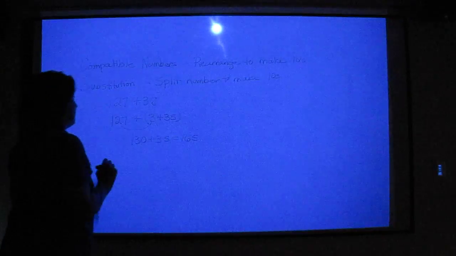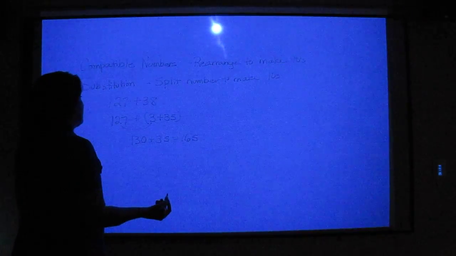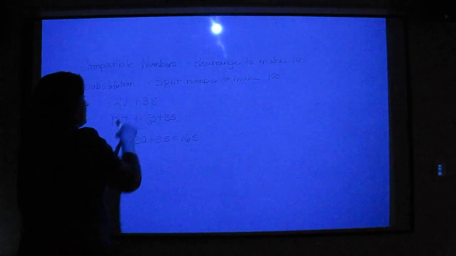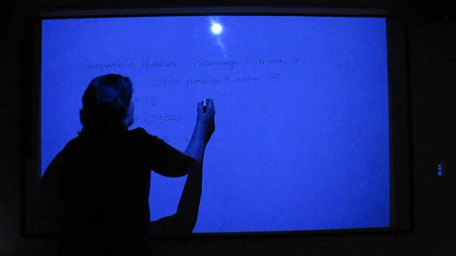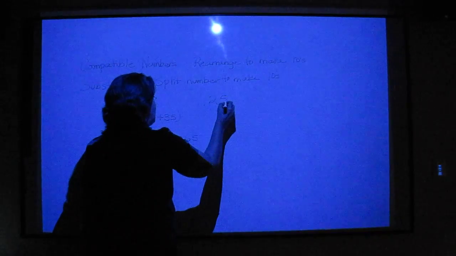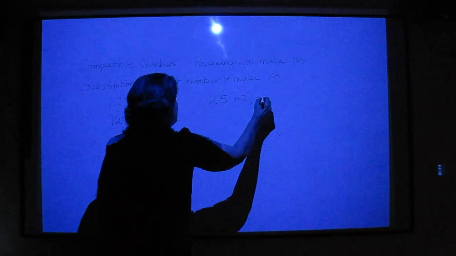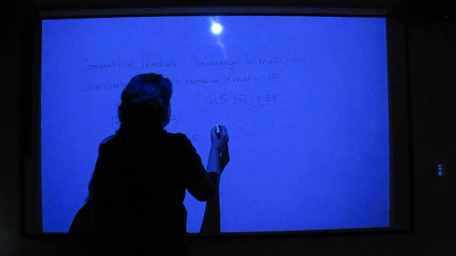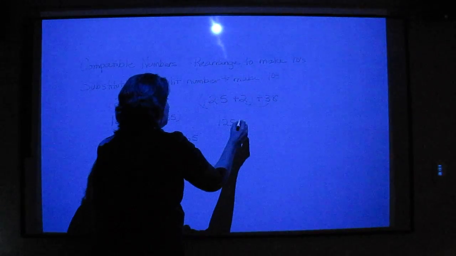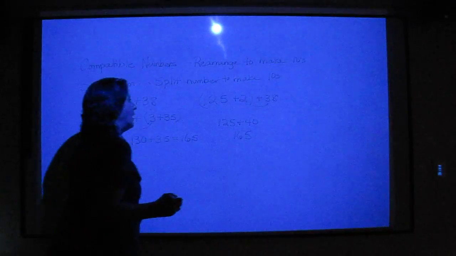Right? So let's look at this one another way we could do it. It doesn't have to be the second number that splits. How far away is 38 from a 10? Well, it's only 2 away. So I could break the first number up into 125 plus 2 plus 38. Then I can add these together, so I'm going to get 125 plus 40, which is 165.